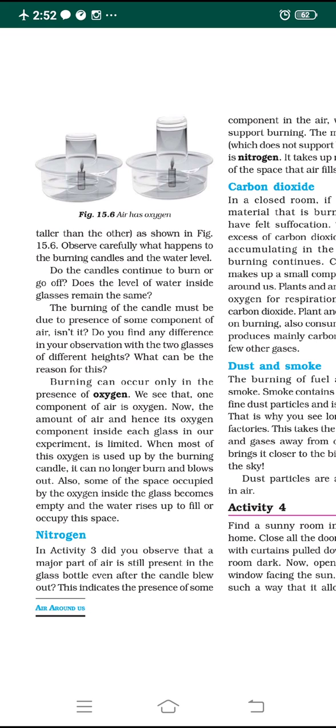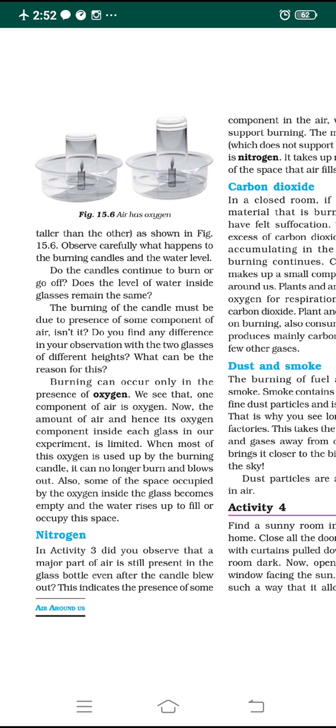It's very important. After observing for some time, do the candles continue to burn or do they go off? Go off means their light is gone. Do they continue to burn or does their light go off? You have to think. And does the level of the water inside the glasses remain the same? Whatever the amount of water taken, does the level of water remain the same? These are the two questions you have to think about yourself.